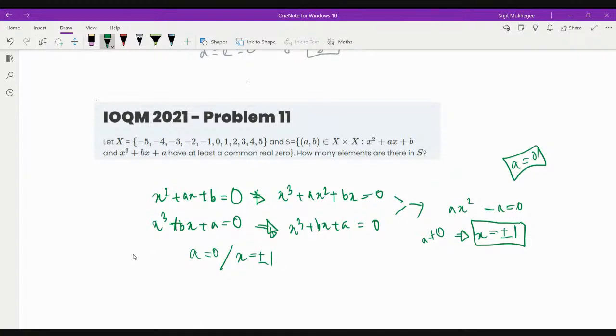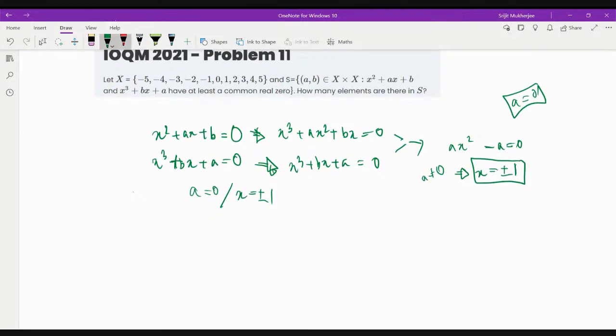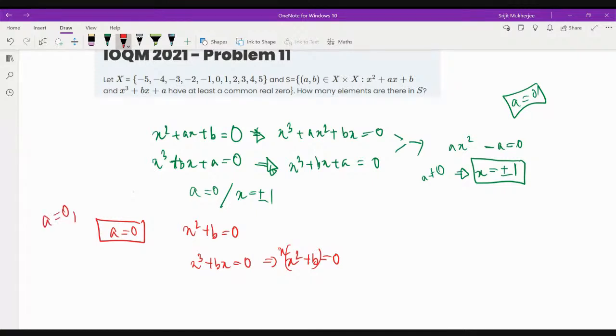Okay, so let's take the case when a is equal to 0. Then we get x square plus b is equal to 0 and x cube plus bx is equal to 0. So x is equal to 0 is not a common solution. You get that it must be that x square plus b is equal to 0. In this case, it implies that both have at least one common zero. So therefore a is equal to 0 is a common solution, and b is equal to anything.